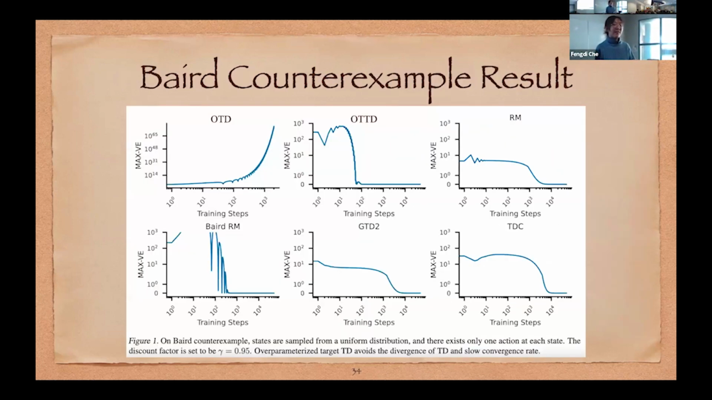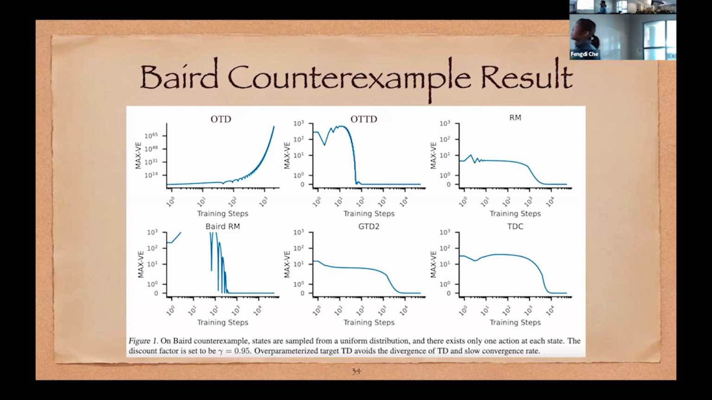And other than that, we have other solutions, including the family of residual minimization algorithms and the family of gradient TD algorithms. First thing, our algorithm is OTTD, shown on the top row in the middle. And we can see that our algorithm is much faster than others. Especially notice that the training step is in log scale. So it means residual minimization is 1,000 times slower than our algorithm. And also, their slow convergence rate is the reason why they are not widely adopted practically in the field.